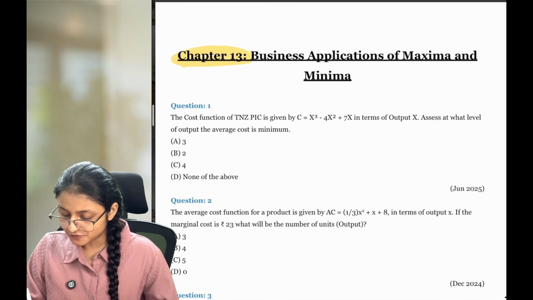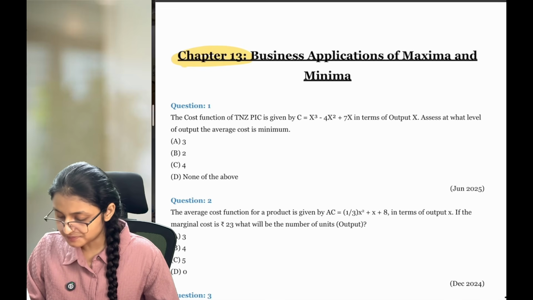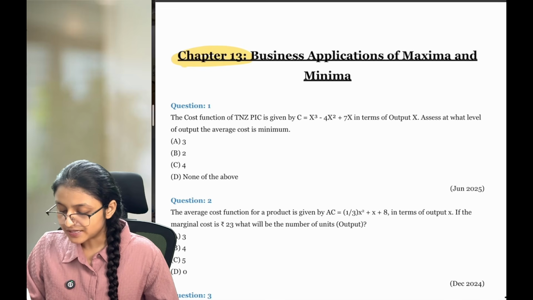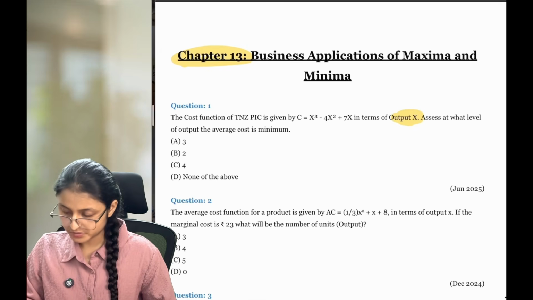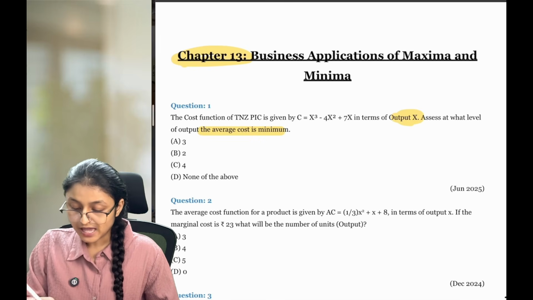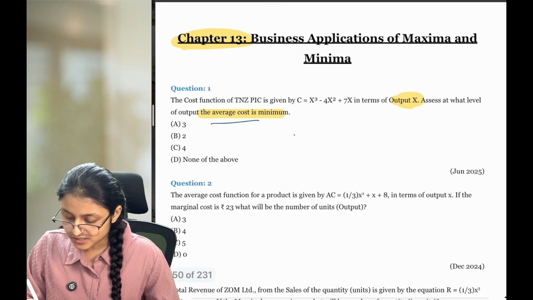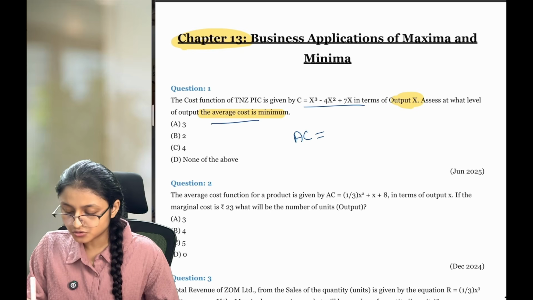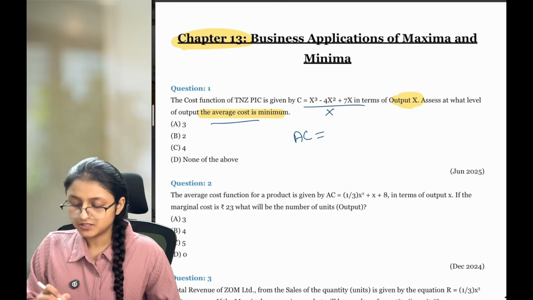The cost function of a product is given by C is equal to x cube minus 4x square plus 7x in terms of output x. So x is your units produced. Assess at what level of output the average cost is minimum. Average cost should be minimum. So first I need to calculate average cost. What is average cost? Total cost divided by number of units will give you average cost.